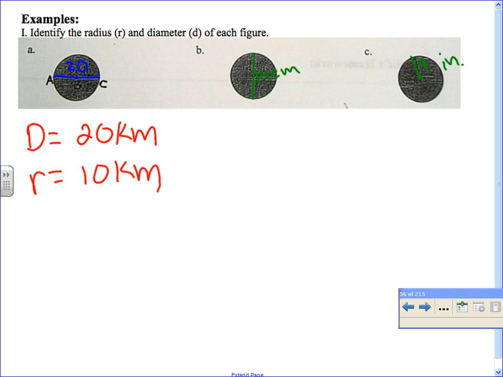Okay, so we have our coin, and the directions tell you to use 3.14 for pi. This is very common, so we're going to use 3.14. It asks us to find the circumference and the area. What circumference formula should we use for letter A? Matt?